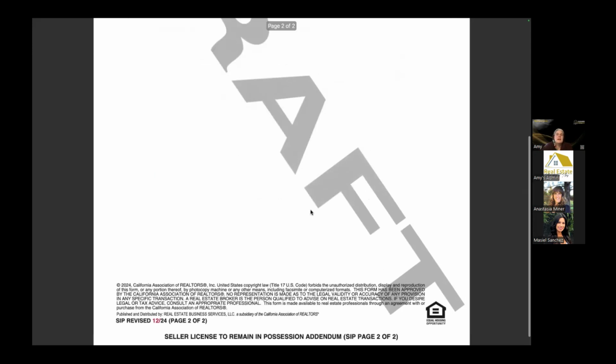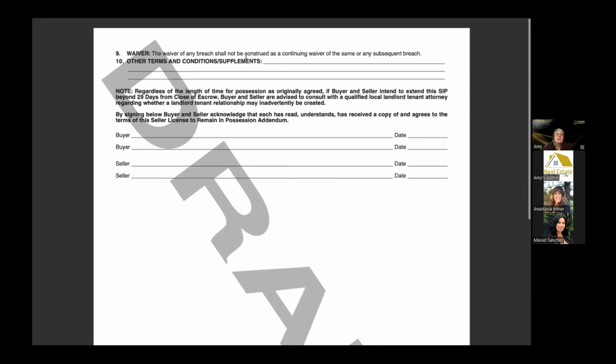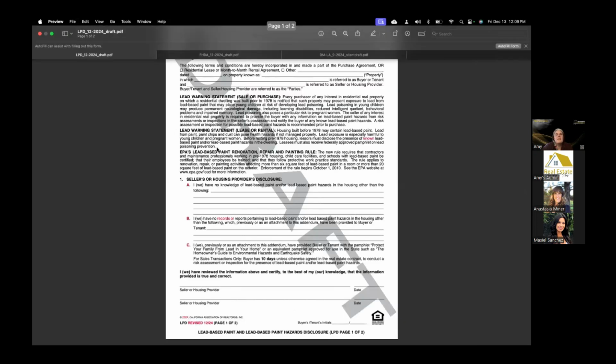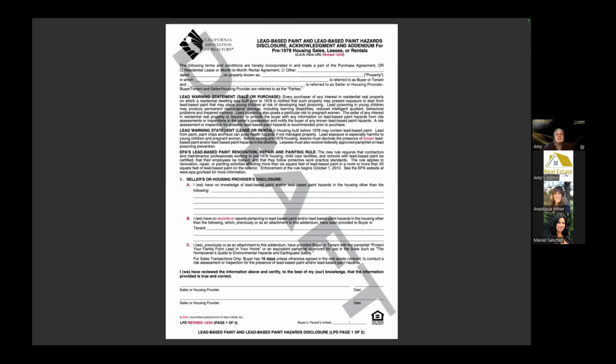Any questions about that form change on the seller in possession, the SIP form? All right, our next one is our LPD. That's our lead-based paint disclosure and hazards acknowledgement and addendum.